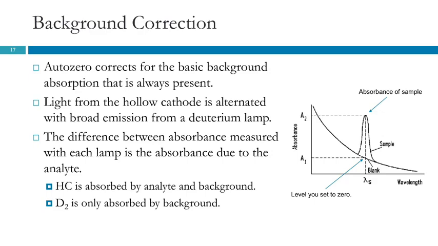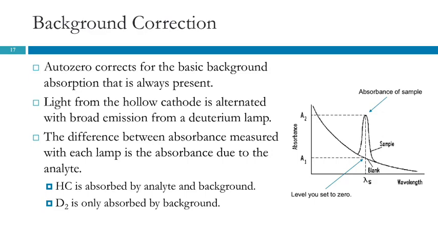Our instrument uses a deuterium lamp. The deuterium lamp gives a very broad emission, a wide range of wavelengths. And so we take the hollow-cathode, which has the very fine lines that we need for analyzing our sample, and we've got the very broad emission from the deuterium lamp. And what the instrument does is it alternates between the two light sources.